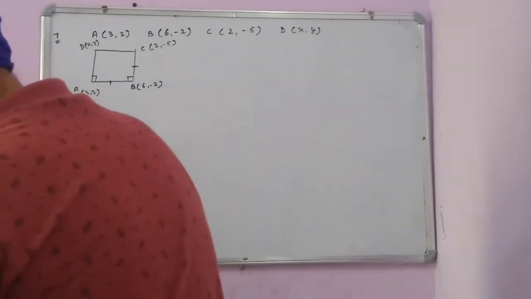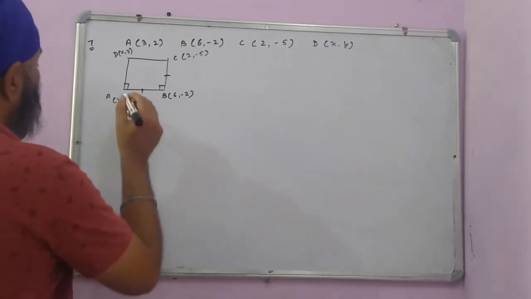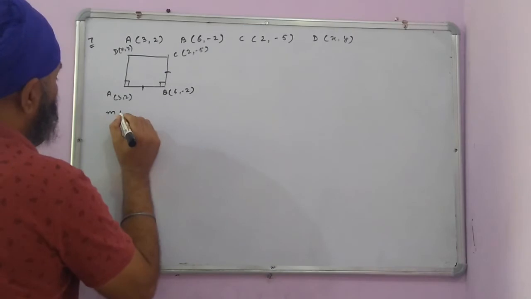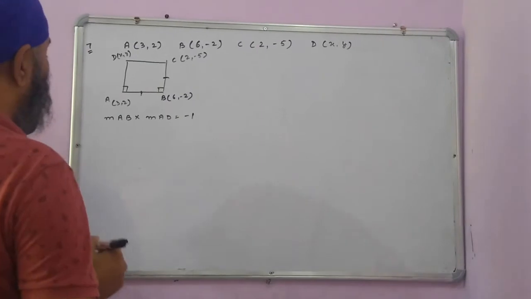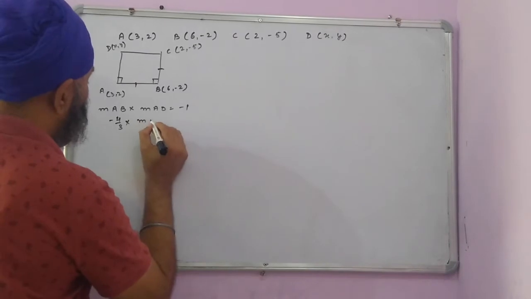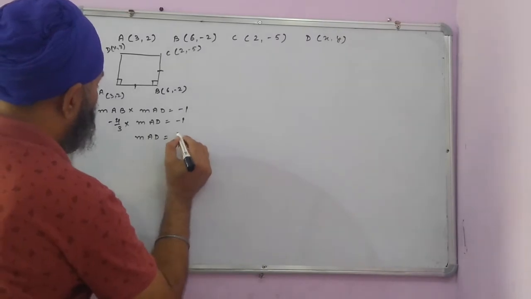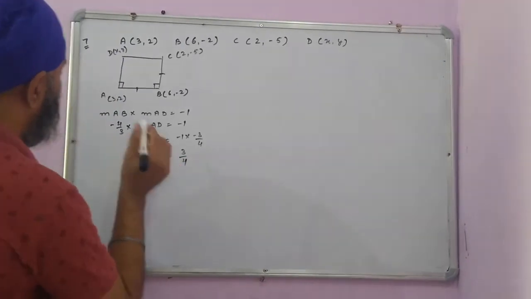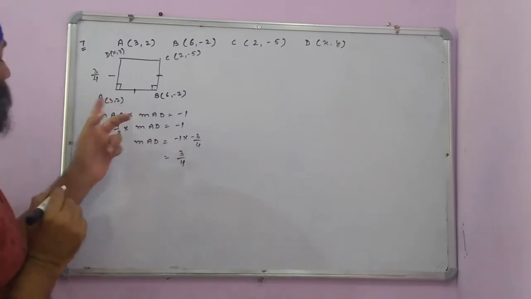So now, without using the coordinates of vertex D, we have to find the equation of side AD. What is m_AD? m_AB into m_AD is minus 1. It is minus 4 upon 3 into m_AD is equal to minus 1. Slope of AD is minus 1 into minus 3 upon 4, which is 3 upon 4. Slope of this line is 3 upon 4 and it is passing through point A.